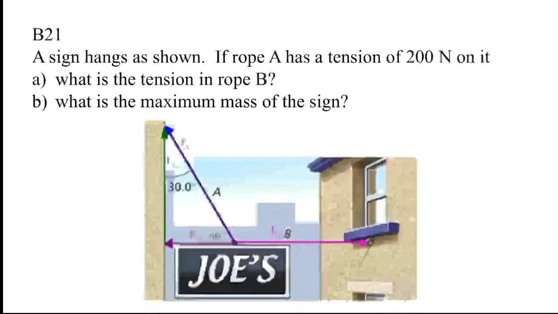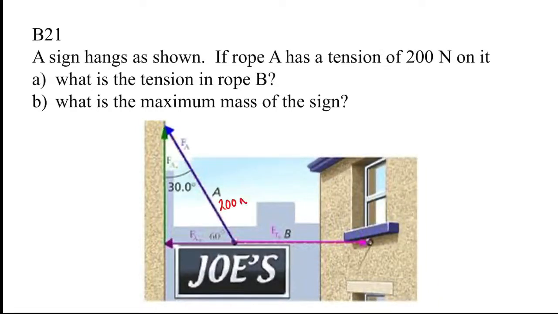So here we go. We have a sign hanging as shown. Okay, so we have rope A and B here. Rope A has tension of 200 newtons on it. We want to know what is the tension in rope B. Okay, so again, this guy here has 200 newtons.